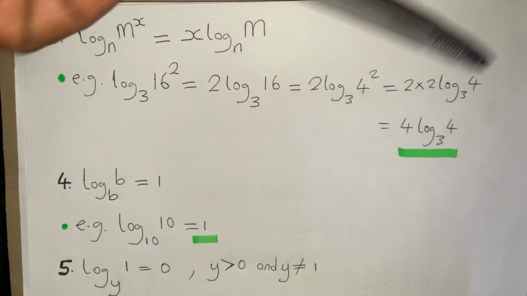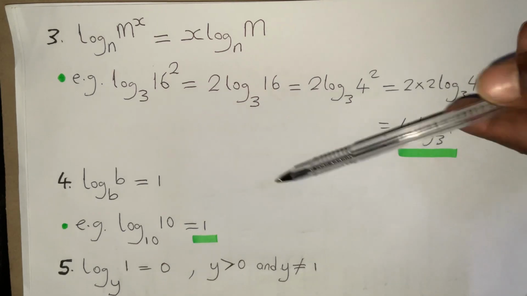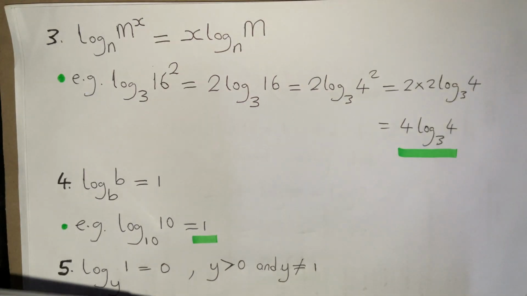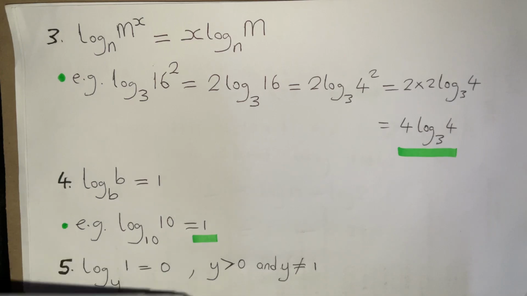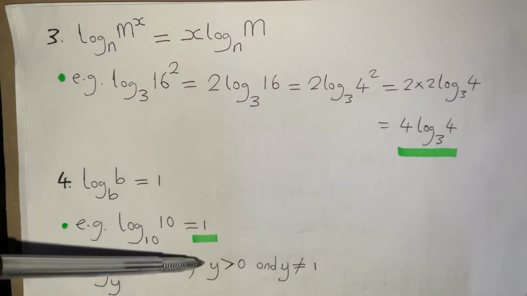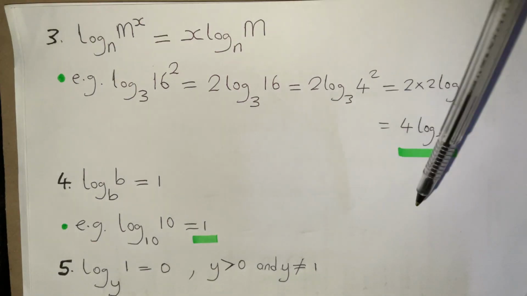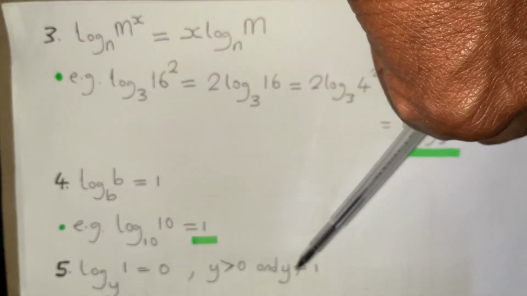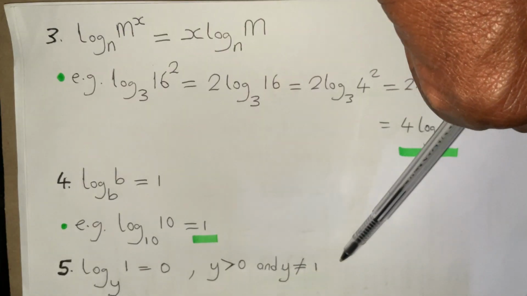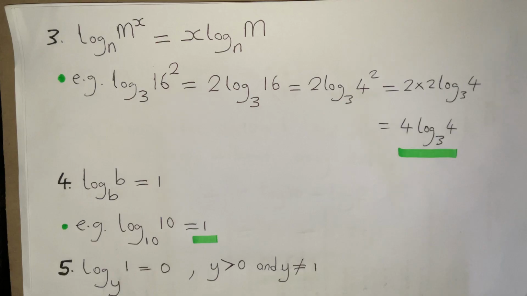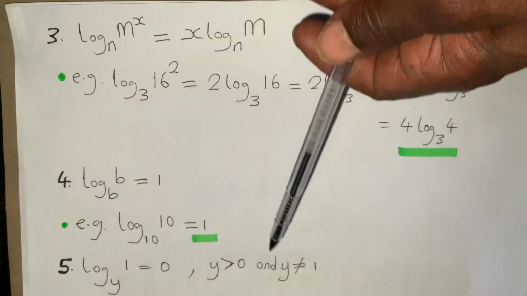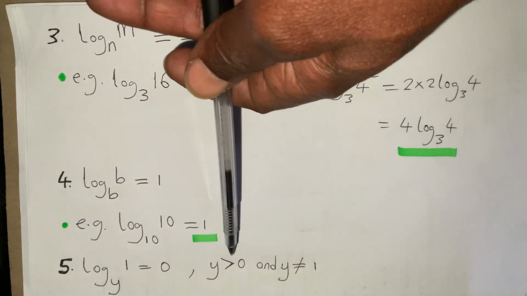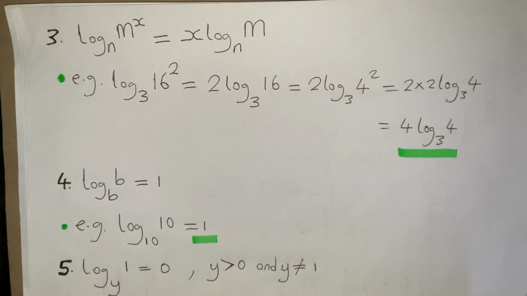But remember, these conditions hold for many of these laws. Your base should be greater than 0. As you can see, in this case my y was the base. Your base always should be greater than 0, and also your base must not be equal to 1.